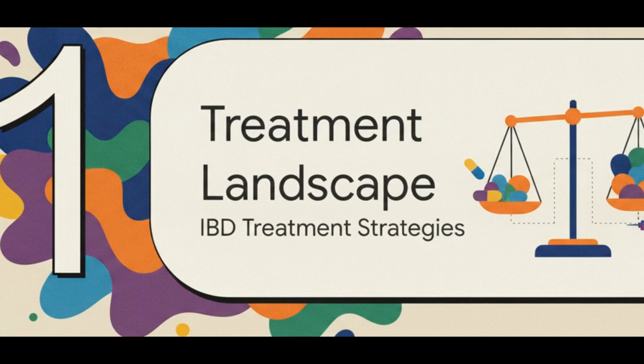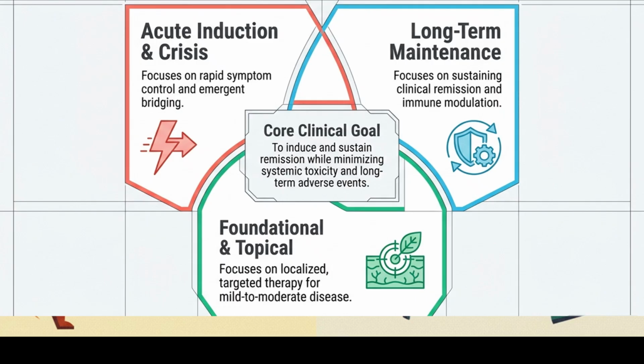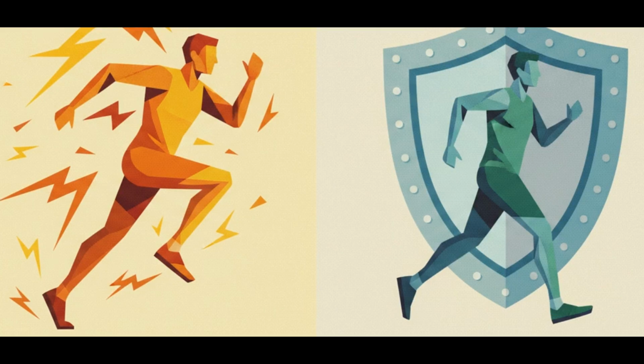Section 1. The IBD treatment landscape. So before we look at the individual drugs themselves, we really need to understand the overarching goal here, which is matching the severity of the disease to the power of the drug. In IBD, we basically have two distinct phases of treatment. First up, induction therapy. Think of these drugs as our sprinters. They're fast-acting, meant to aggressively knock down that inflammation and induce remission over a very short period.